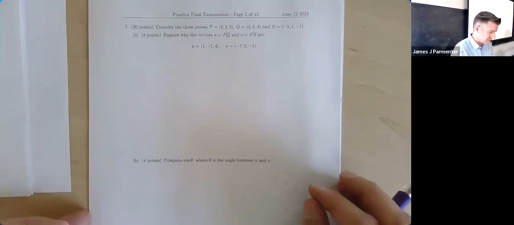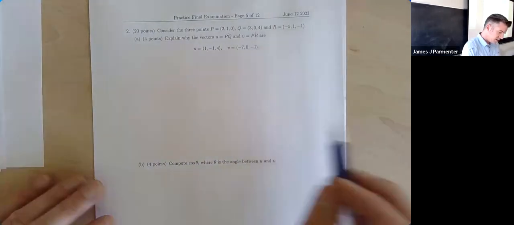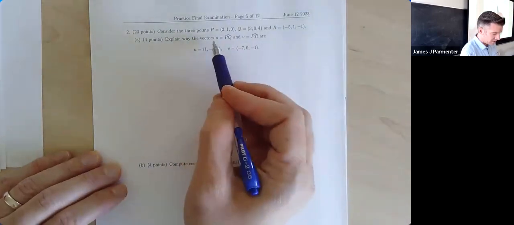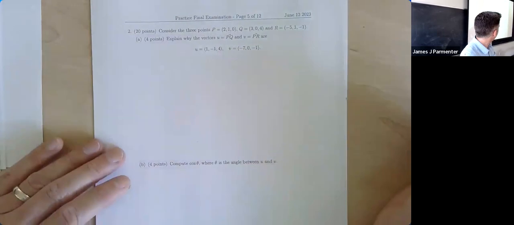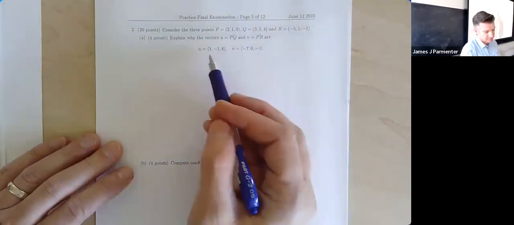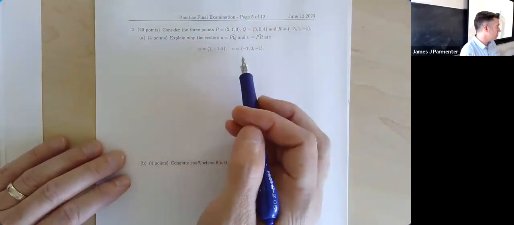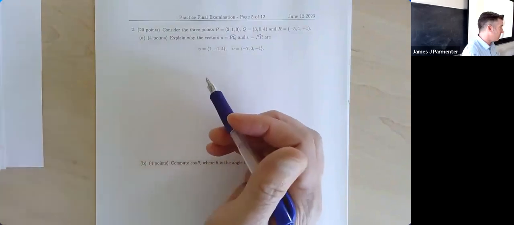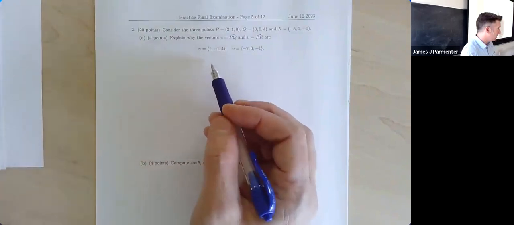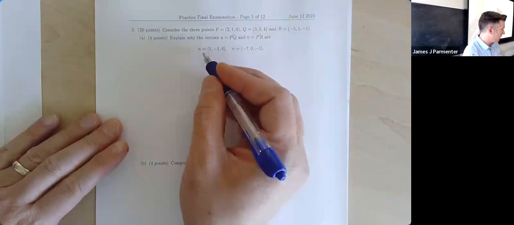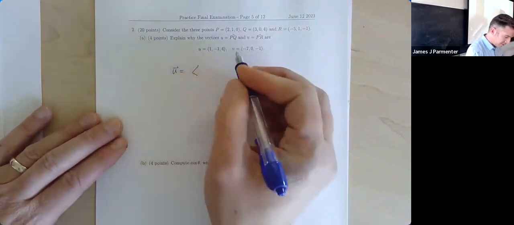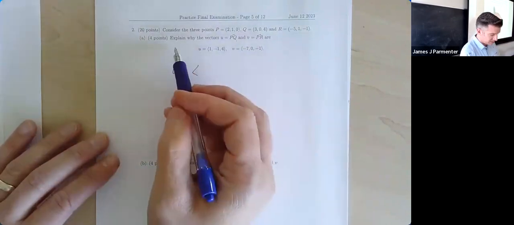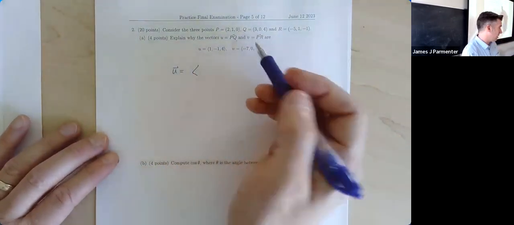Let's look at some of this vector stuff. Consider the 3 points P, Q, and R. Explain why the vector U equal to PQ and V equal to PR are these things. Interesting. I kind of like that. I think the intent of this is twofold. One, it's to make sure that you have the right vectors, u and v. And two, we can easily show this by just saying, well, u should be the coordinates of Q minus the coordinates of P.